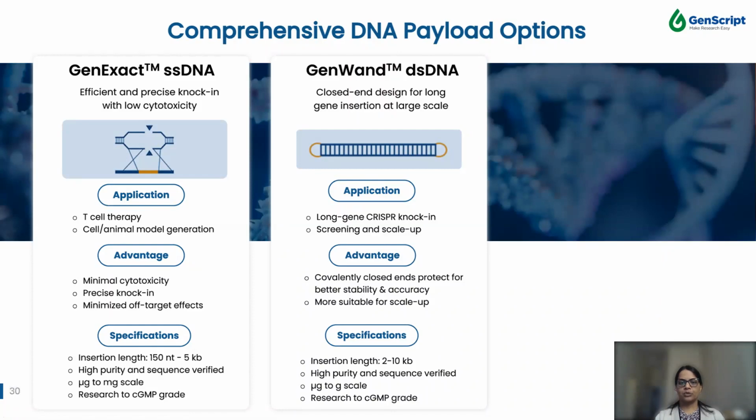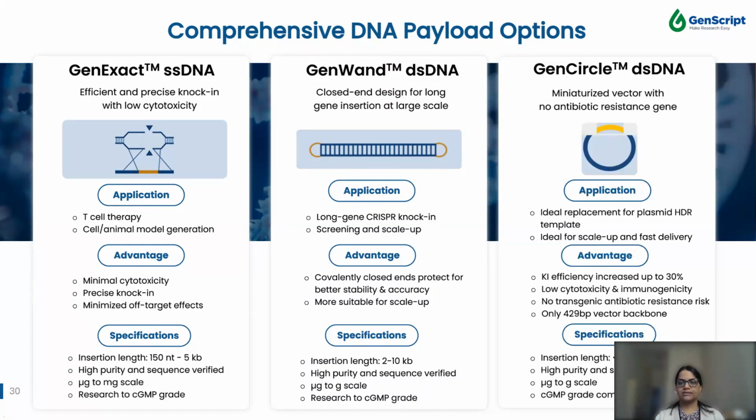And the third option which we provide is GeneCircle dsDNA. It's a novel small circular double stranded DNA vector with no antibiotic resistance gene, and it serves as an efficient knock-in template with lower cytotoxicity and an ideal replacement for plasmid as an HDR template. It can be utilized in various applications such as knock-in template, virus packaging, and non-viral vector.